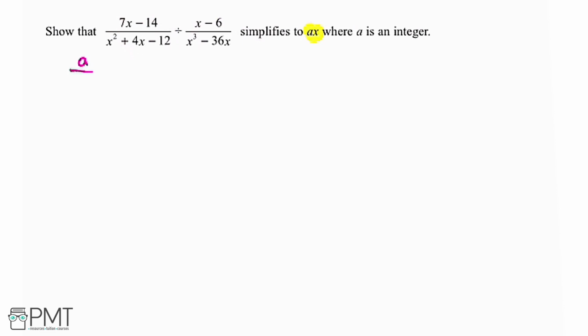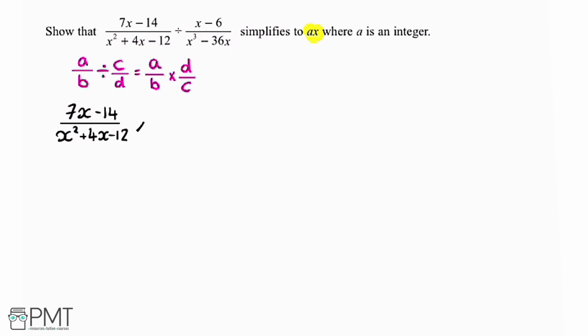As an example, if I had a over b as a fraction, and I was dividing it by c over d, this would equal a over b multiplied by the reciprocal, so flip the numerator and denominator, so d over c. So we can use this fact here. I'm going to change this to a multiply and flip this fraction. This fraction is the same as before, but now we're multiplying and taking the reciprocal of the other one. So the denominator becomes the numerator, x cubed minus 36x, and the numerator goes on the denominator, so x minus 6.